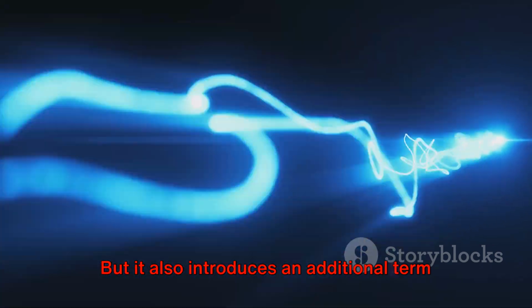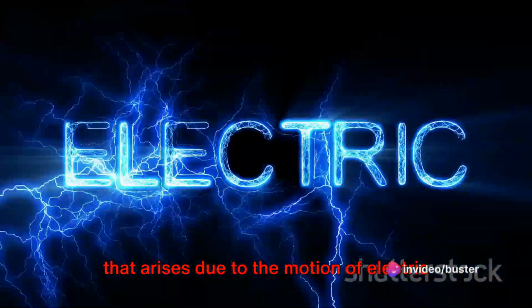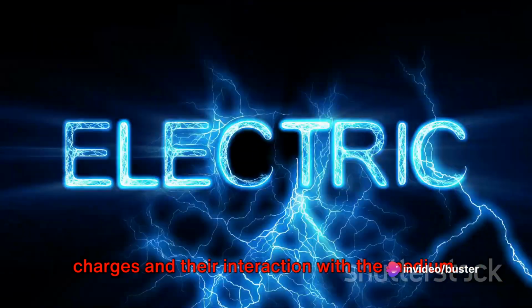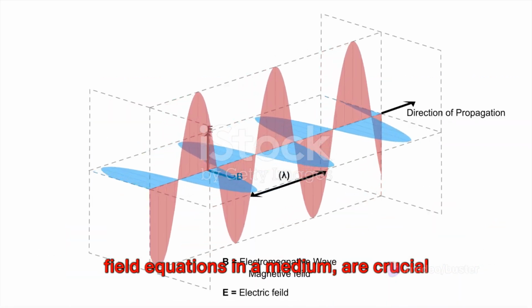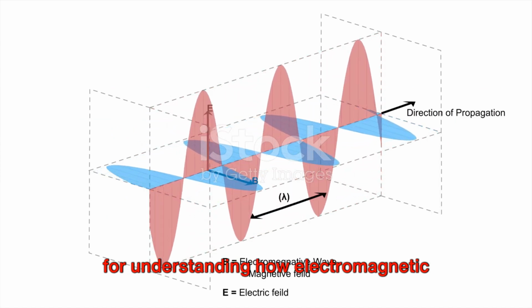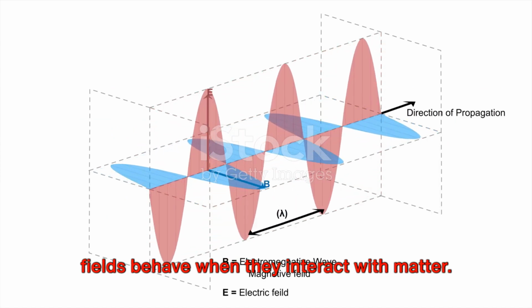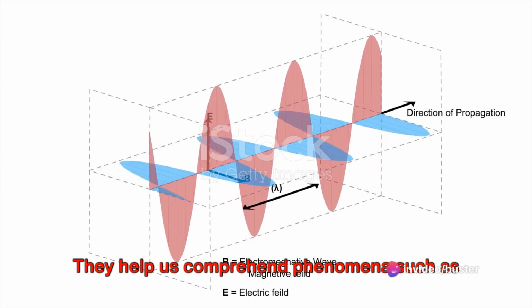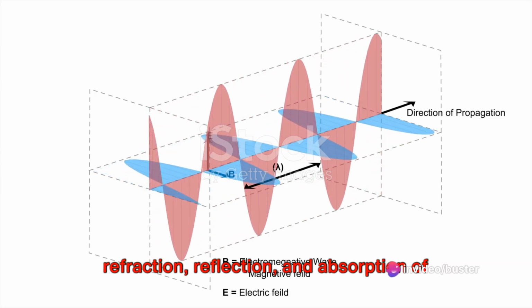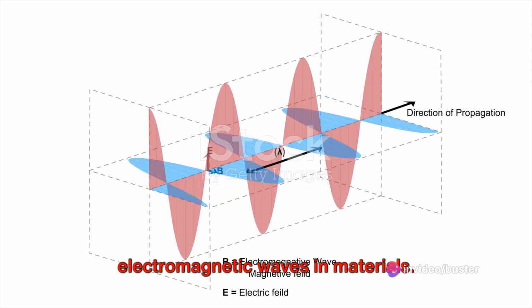But it also introduces an additional term that arises due to the motion of electric charges and their interaction with the medium. These modified equations, known as the field equations in a medium, are crucial for understanding how electromagnetic fields behave when they interact with matter. They help us comprehend phenomena such as refraction, reflection, and absorption of electromagnetic waves in materials.